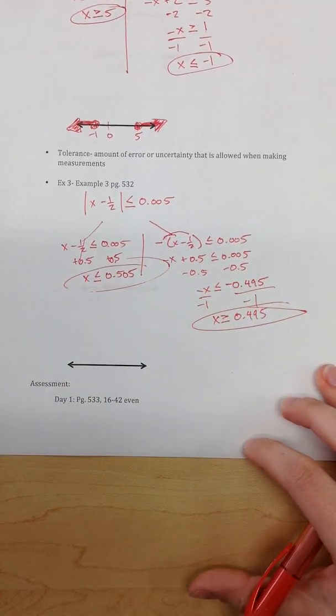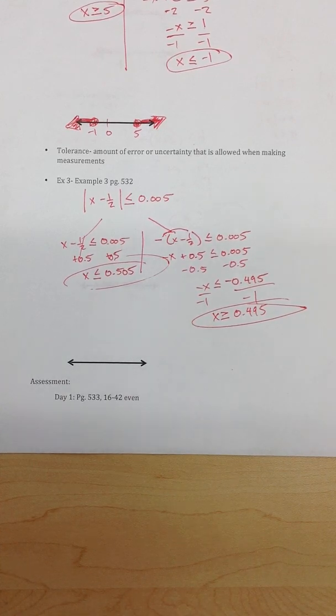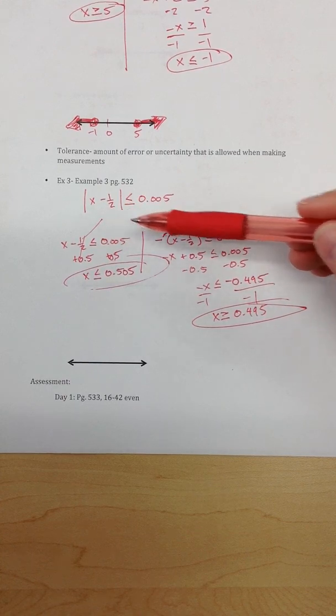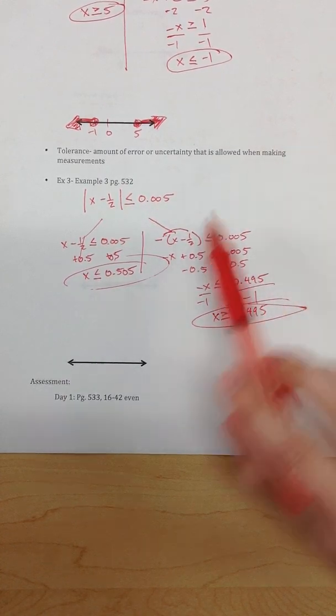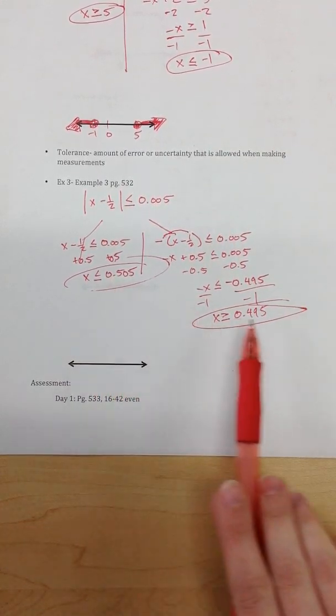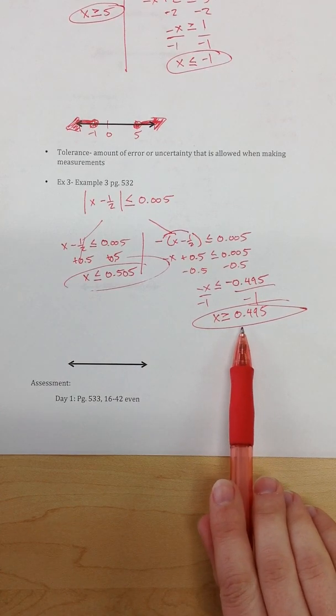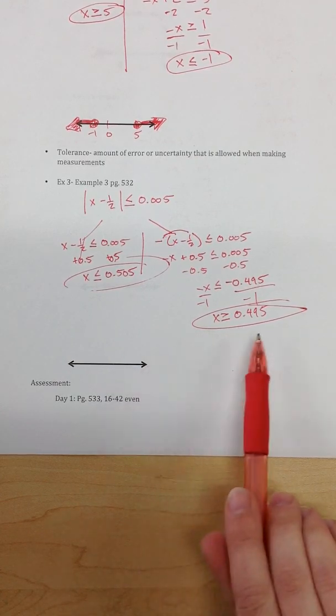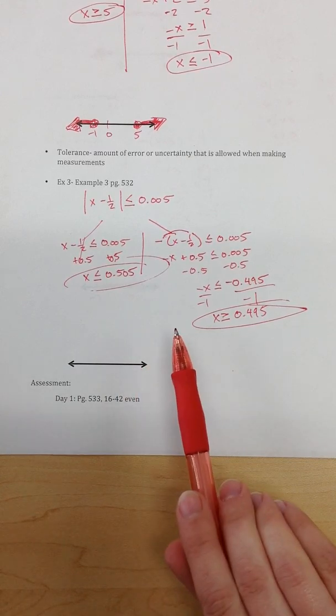If you think about this logically, how I would do it if we weren't thinking about absolute value problems, I'd think, okay, I've got a half and I can be 0.005 above that, which would be this measurement, or I could also be 0.005 below that, and anywhere in the middle there, I would be fine.